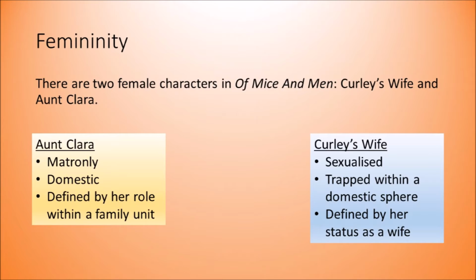She is Curly's wife. It should be noted, of course, that she doesn't ever get given a sense of her own identity within the text. She is only known as the wife of a male character. So in that regard, the sense that she is defined by her role as part of a family unit, maybe the difference between her and Aunt Clara is not as distinct as it first appears.